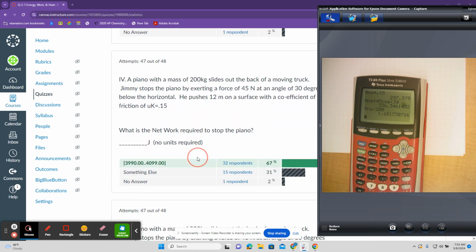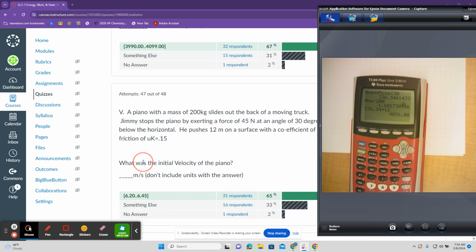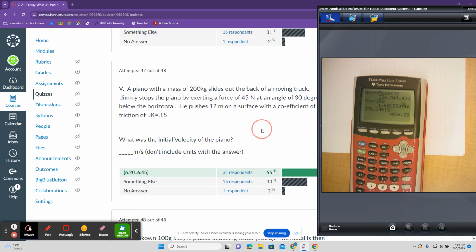So we go back to our number, 336. See if I can get the change here. 0.34, and I multiply by the distance. So the distance we moved was 12. So I just multiply by 12 here, and I get 4,036. You can see that puts me in my range as well for the net work. Now you can use either way, old way or new way, and you can solve for the velocity.